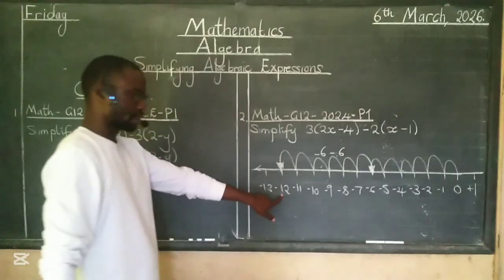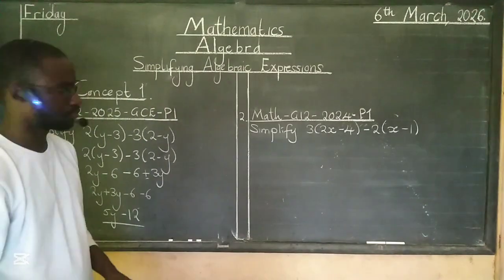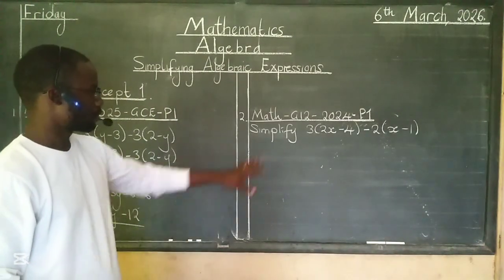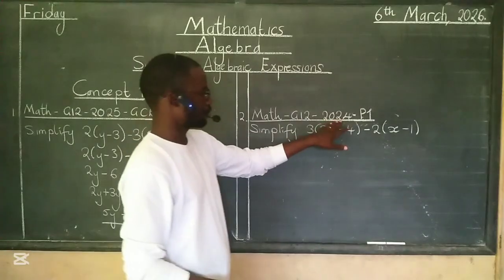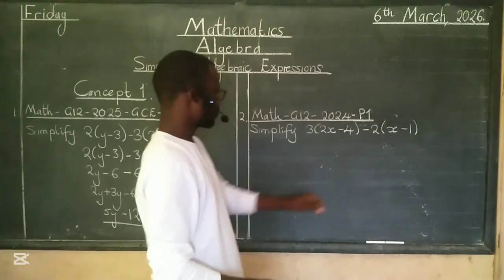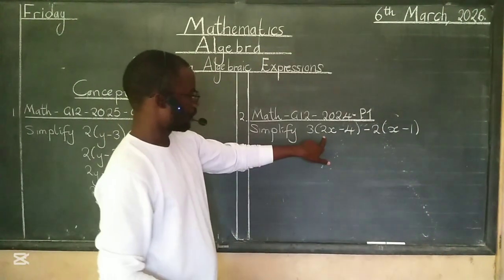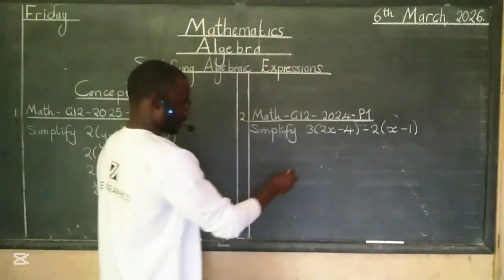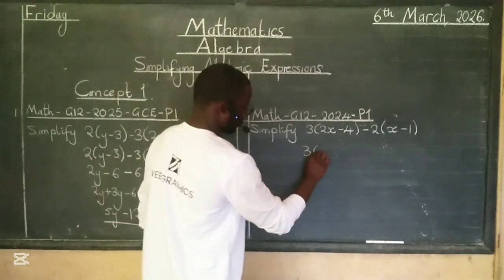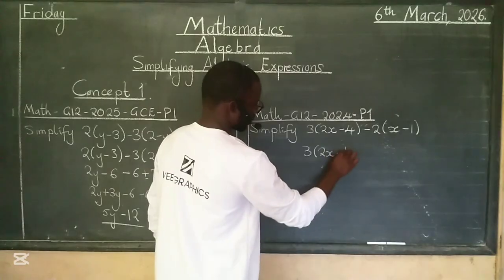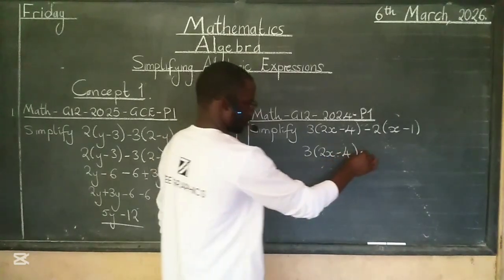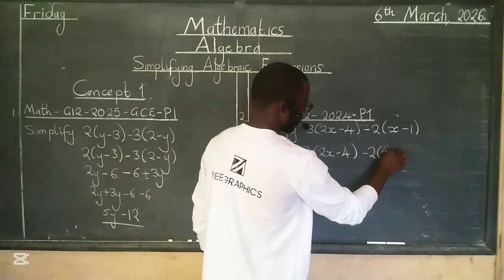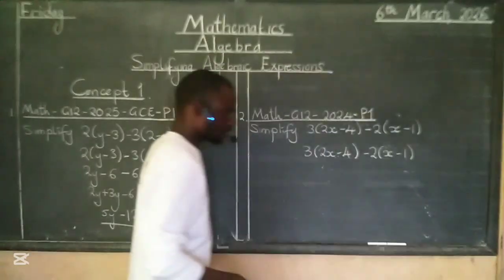And that's how come negative 12 is the answer. Example 2. So this is Mathematics Grade 12, 2024, Paper 1. Simplify 3(2x minus 4) minus 2(x minus 1). Again, I bring it down here: 3(2x minus 4), then minus 2(x minus 1).